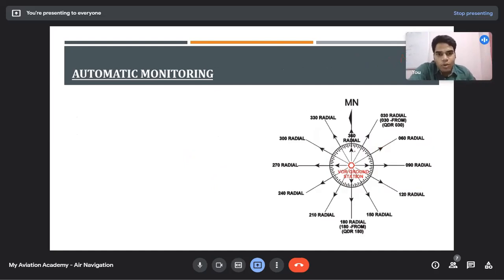Now you can see this. I think you have a mental picture now. This is the VOR, and you can see all these radials. Radials are formed by the phase differences, and you can see here the QDR as well. QDR is the magnetic bearing from the station.